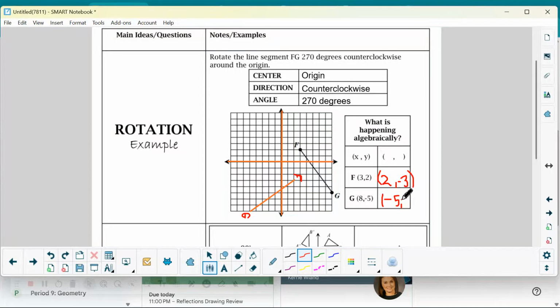Today we're going to talk about how to rotate around other points, not just the origin. So that's what we're going to get into in just a second as well. But it's the same process, tracing everything with your tracing paper. So the y-axis, the x-axis, and your line segment or shape, whatever it may be. And then just moving it the appropriate amount of degrees.